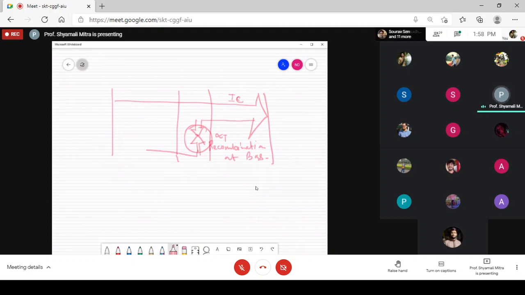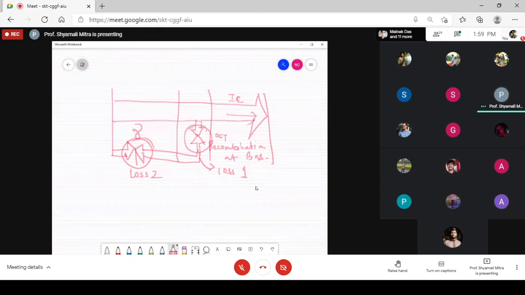And another loss is one that we have already discussed. Another loss is nothing but backward injection. Sorry, this is backward injection. Yes, that is gamma. That is loss 2, and this is loss 1. So gamma and alpha T basically make up the loss. After these two losses in these two regions, we finally get this large chunk of current, that is IC, that will reach the collector region.